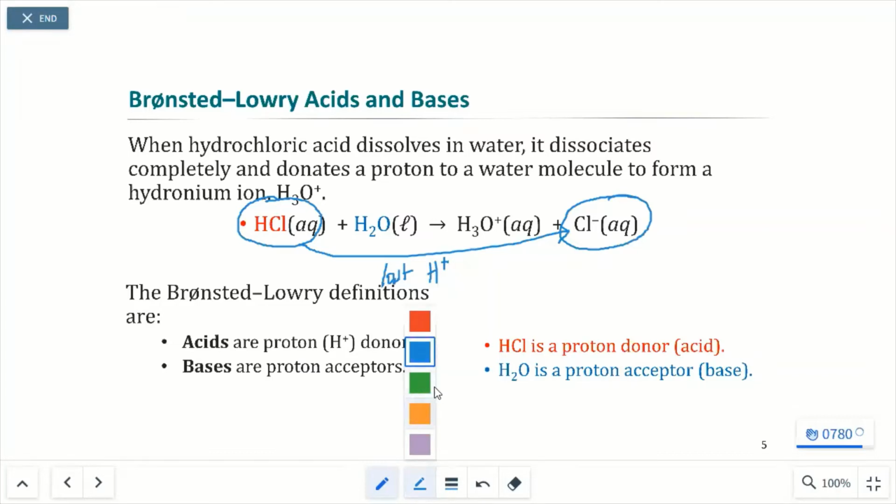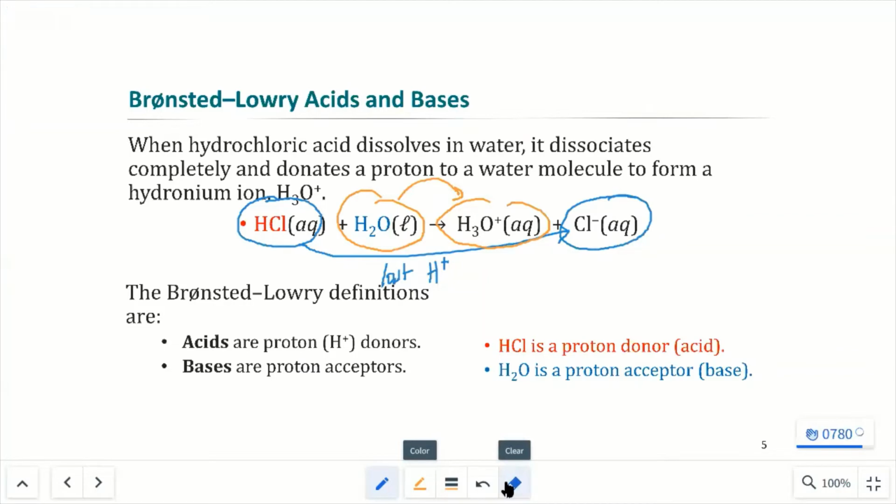By contrast, if I look at the water, it has gone from H2O to H3O+. In the process, it has gained an H+ ion. Under that definition, given to us by the Bronsted-Lowry theory, that means that water in this particular case is acting as a base.